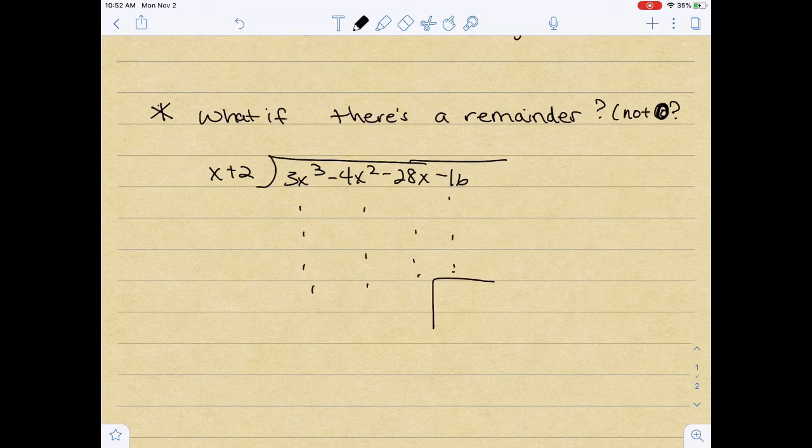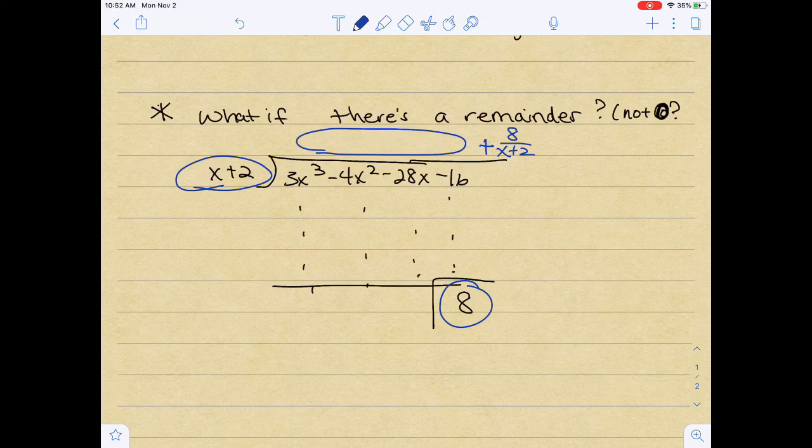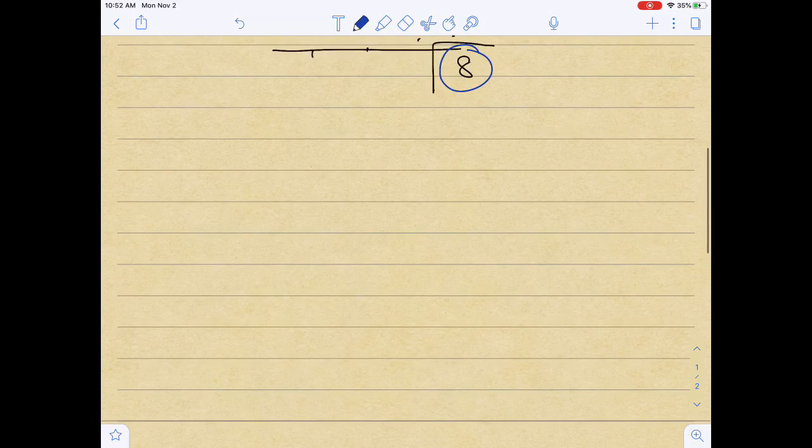some remainder. Let's just say the remainder was 8. What do we do with that remainder? We are going to take it and add it right here and put it over whatever our divisor was. So whatever we got here from our long division stays, and we add our remainder over the divisor. So that's what you're going to do if there's a remainder.